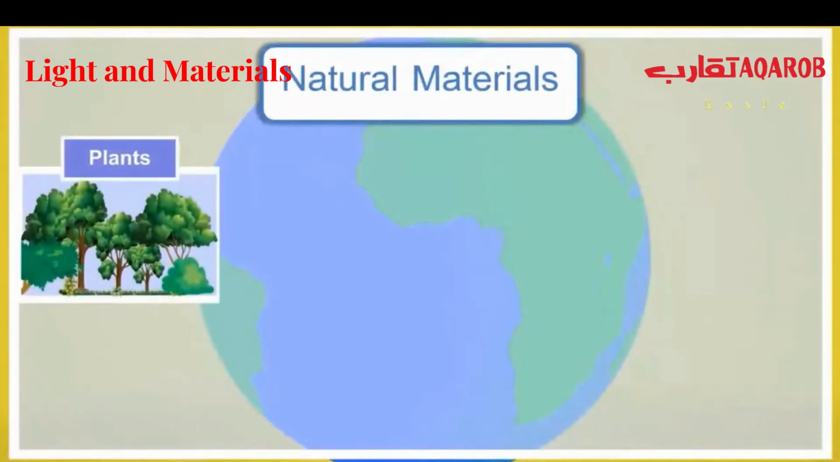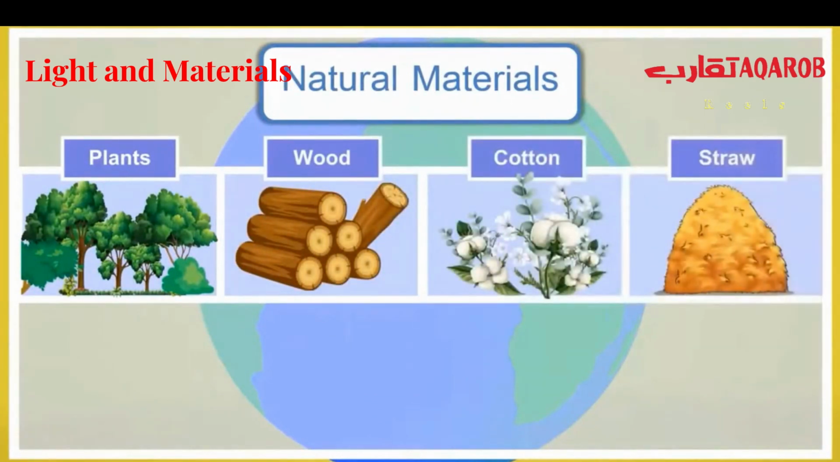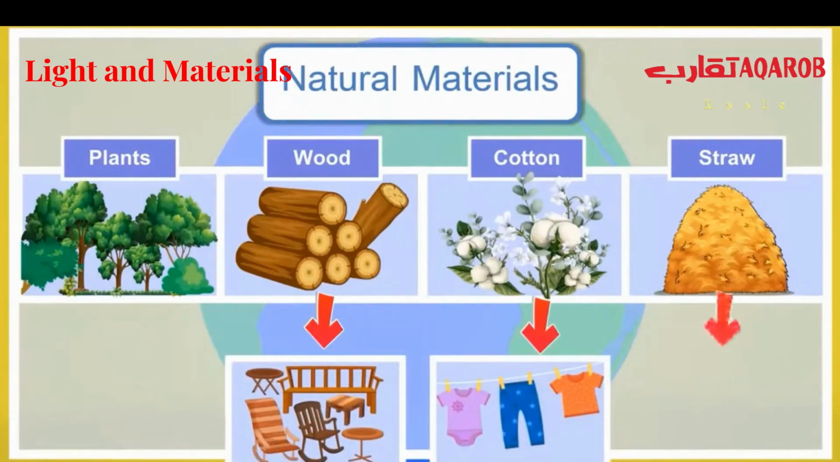Plants provide us with natural materials such as wood, cotton, and straw. And we use these natural materials from plants in order to make many different things. We use wood to make furniture, we use cotton to make clothing, and we use straw to make hats and baskets.